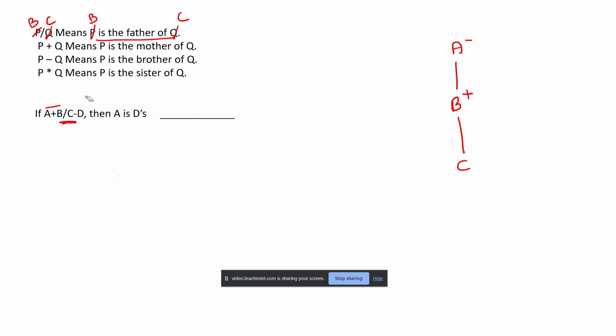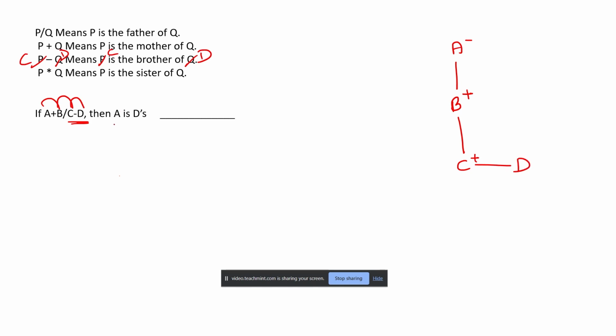Once you are done with those, let's move on to the last two letters, C minus D. First AB, then BC, then CD, like that. So C minus D means replace P with C and Q with D. So C is the brother of D. So this is your final diagram.